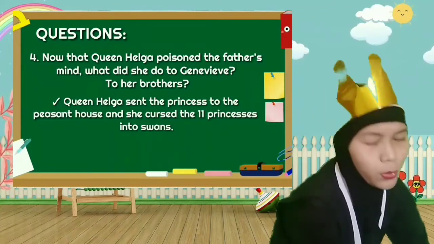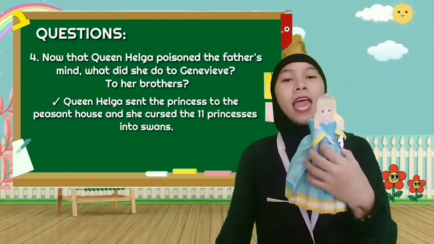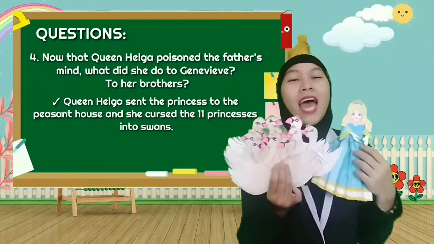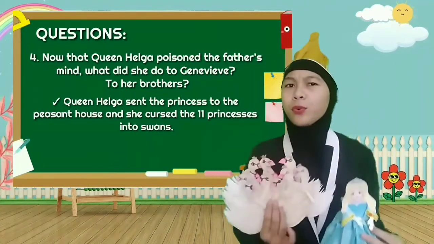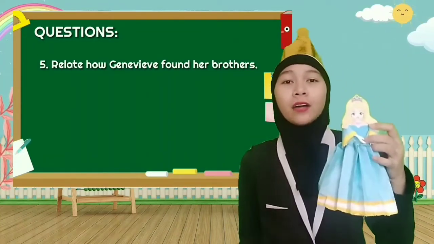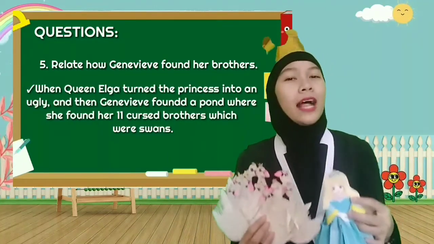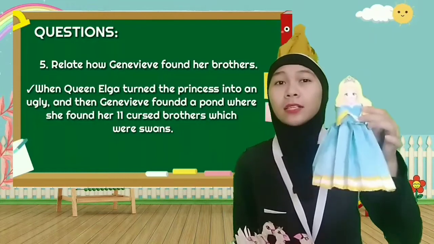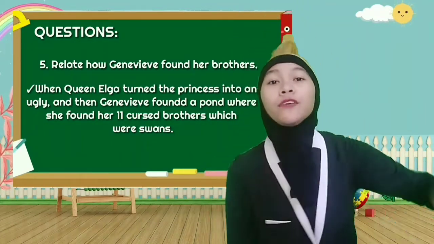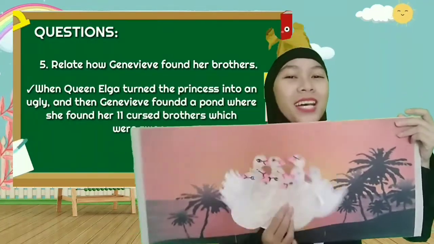Very good. Queen Helga sent Princess Genevieve to the peasant's house and she cursed the 11 brothers into swans. Absolutely correct. How cruel she is, right? Now, relate how Genevieve found her 11 brothers. Very good. When Queen Helga turned the princess into an ugly girl, Genevieve found a pond where she found her 11 cursed brothers, which were swans.